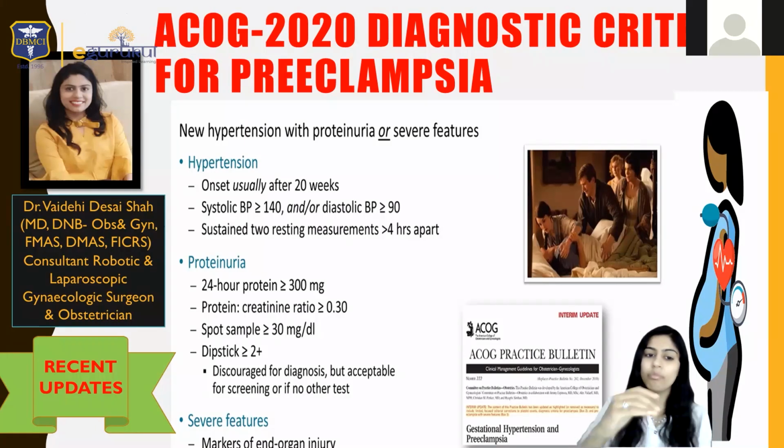All right. Now, proteinuria should be measured either by 24-hour protein levels more than or equal to 300 milligrams, which is considered as proteinuria, or protein to creatinine ratio can be measured in a spot sample, which should be more than or equal to 0.3. In our patient, it was 0.1. So that is why protein to creatinine ratio was normal. And dipstick should be more than or equal to 2+.